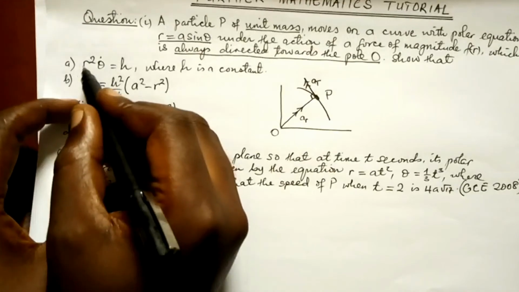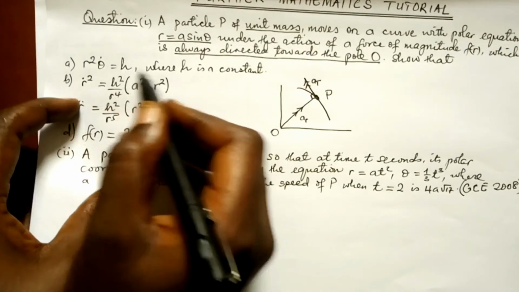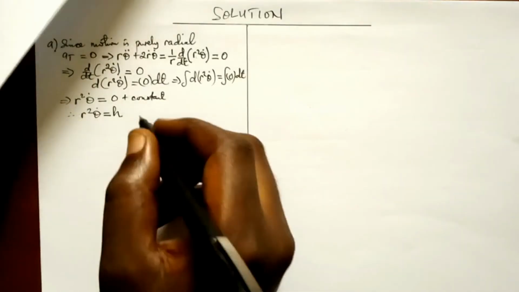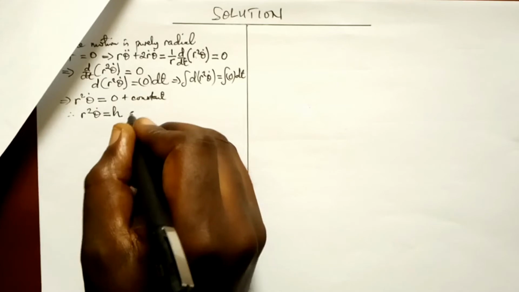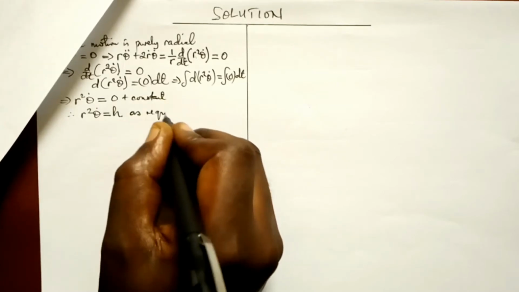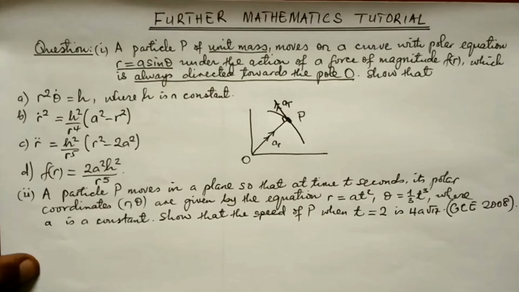The question tells us to prove that r squared theta dot equals h, which is a constant. So the h is the constant in our case here, and that is already the proof as required.